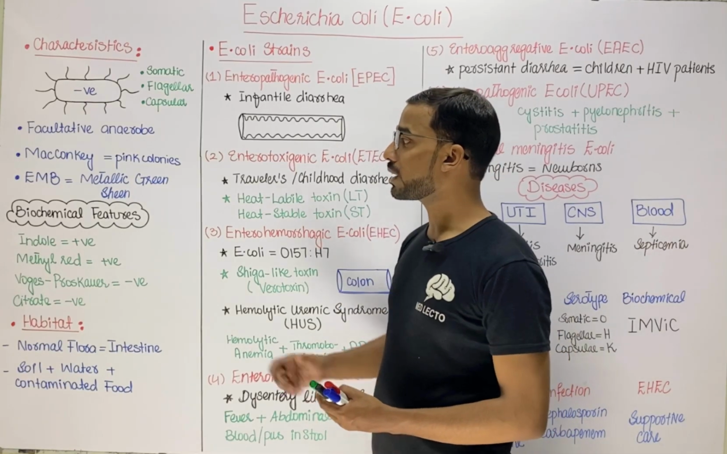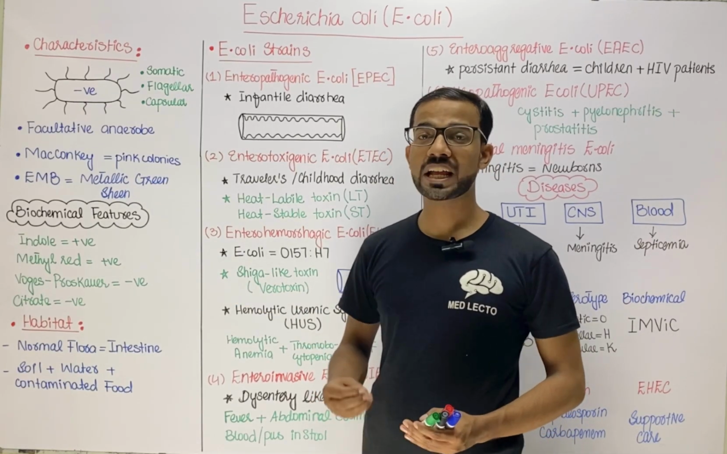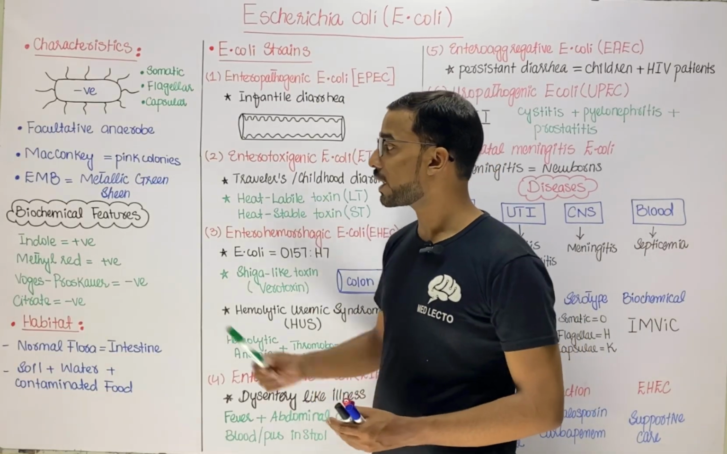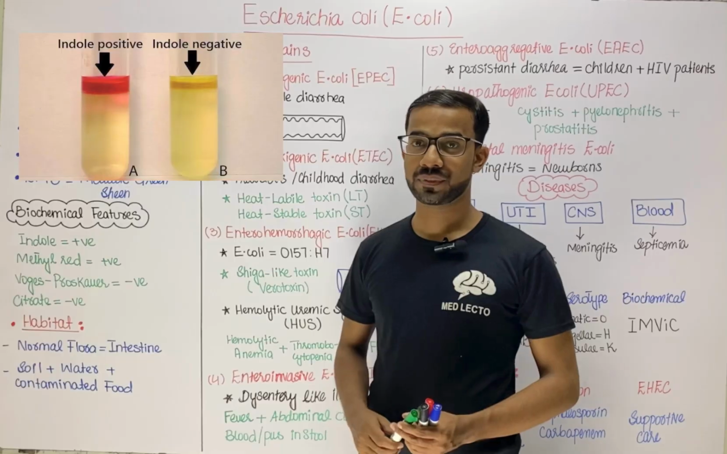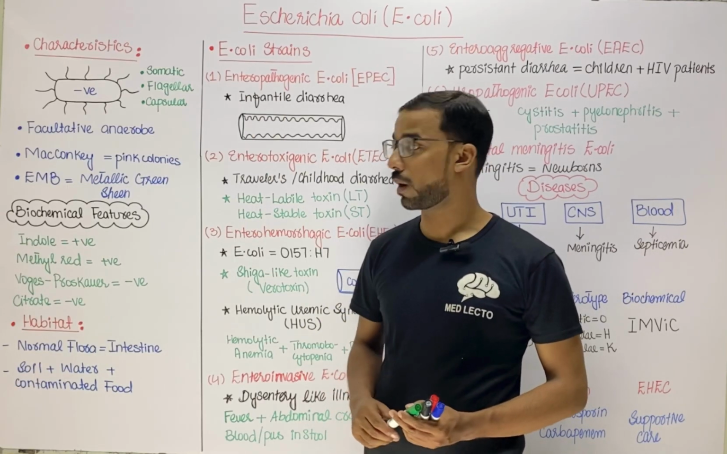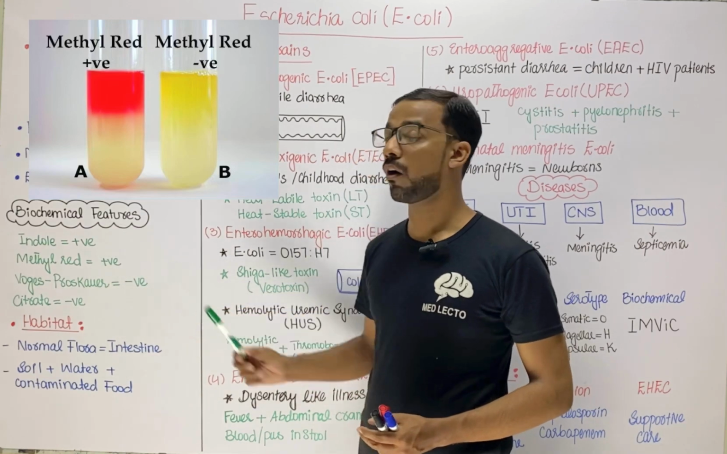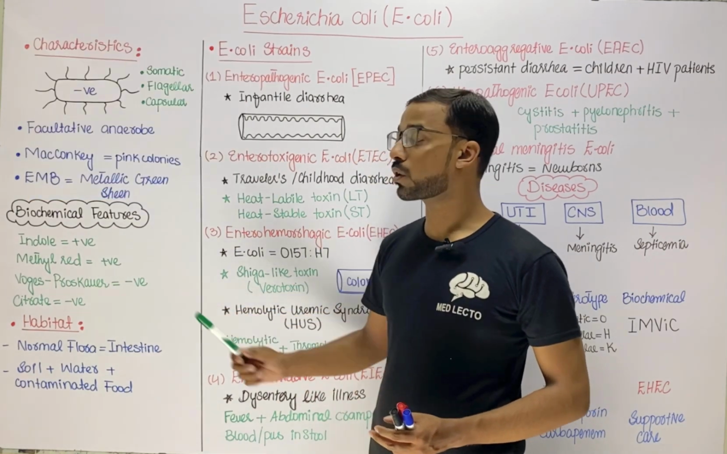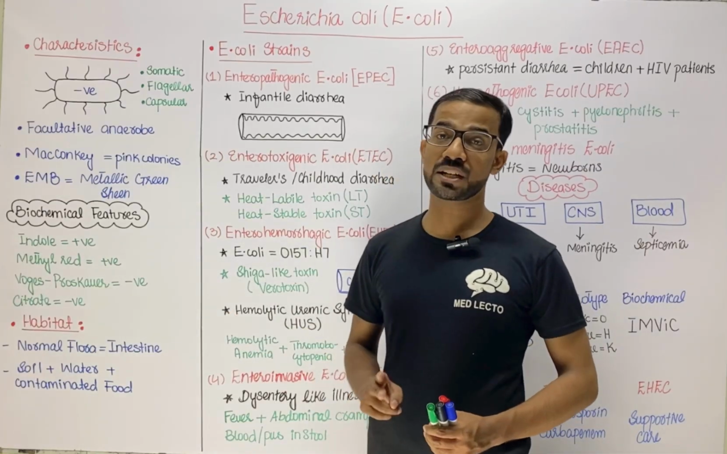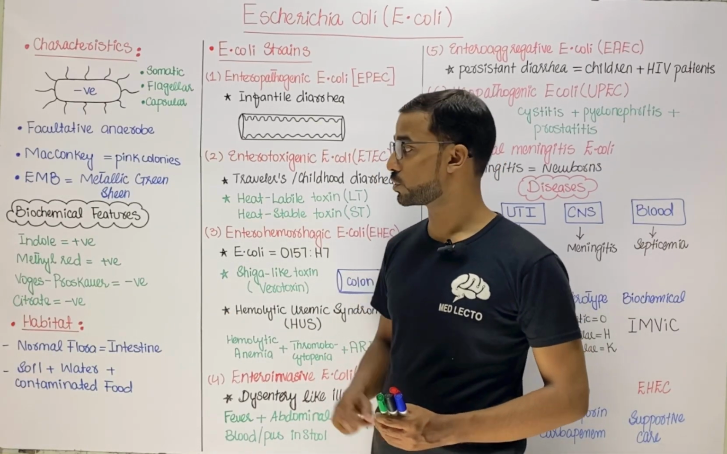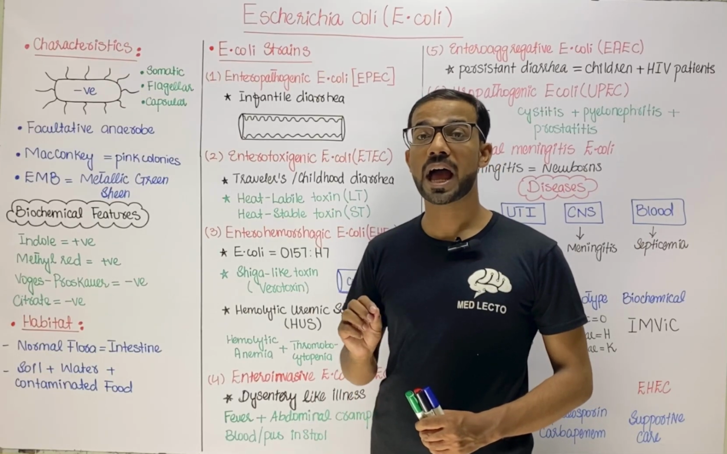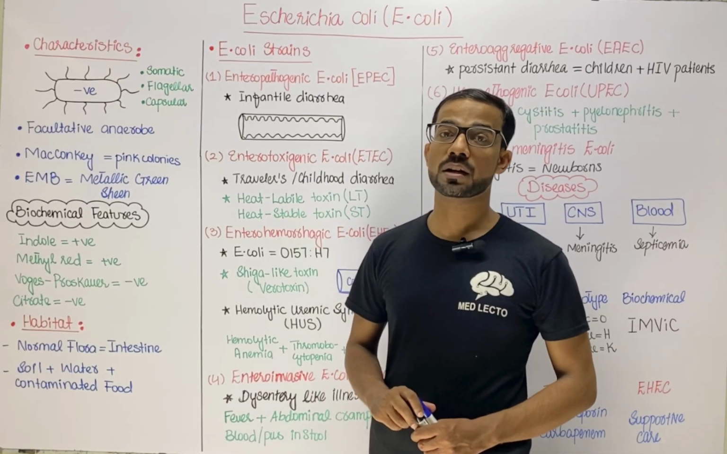Next, biochemical features. What biochemical tests will be positive regarding E. coli? So indole will be positive. Escherichia coli, E. coli, indole test is positive. Methyl red is also positive. Voges-Proskauer is negative, and citrate is also negative. So two positive tests and two negative tests. You have to remember these tests regarding E. coli, as they help in the proper diagnosis of E. coli.